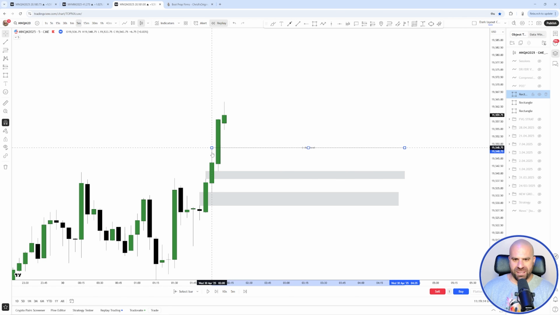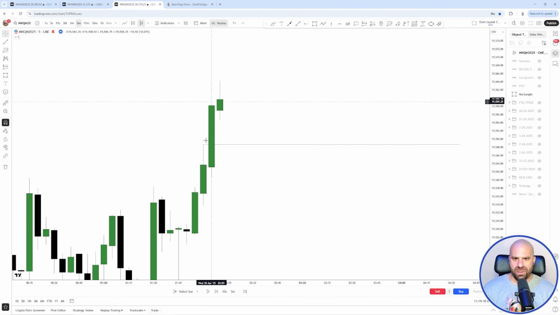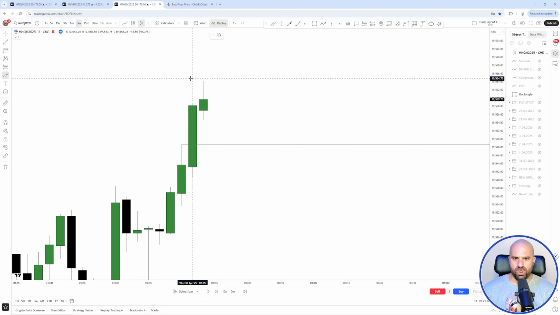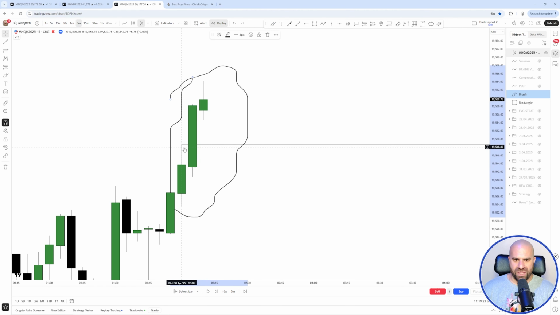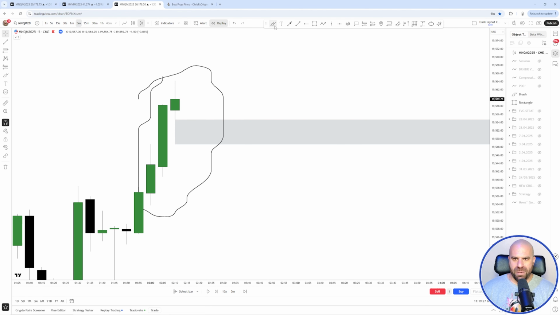Over here, let's start with this one. This one is created out of those three candlesticks, this fair value gap right here. Now, candlestick number 1 is this. Candlestick number 2 is this. Candlestick number 3 is this.